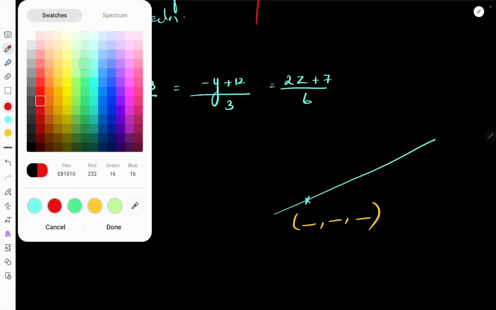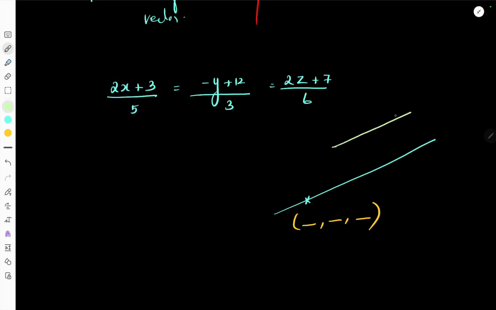So for the parallel vector to the line, I will take this as the b vector, with directional ratios i cap plus directional ratios j cap plus directional ratios k cap. So I have to fill these 6 blank spaces. If I write b vector as 5 i cap plus 3 j cap plus 6 k cap, and here it is minus 3, minus 12, 7, it is wrong.